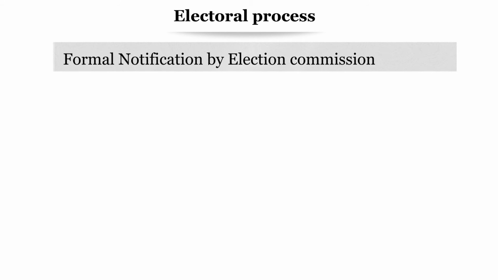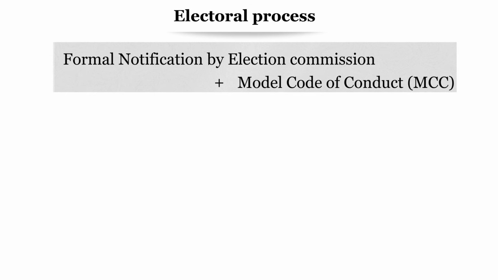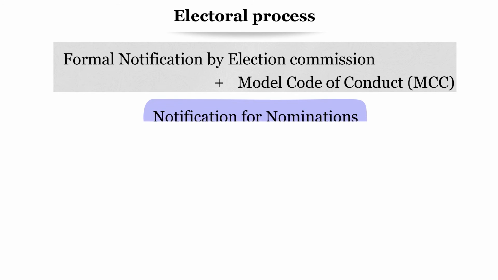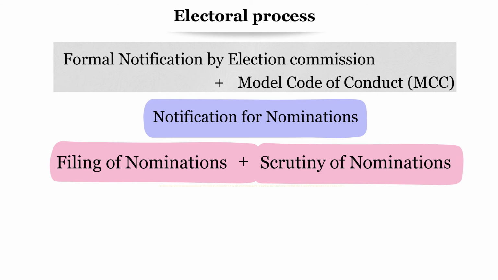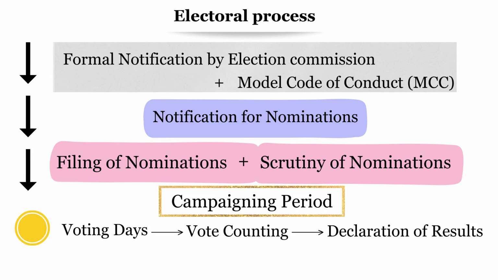The electoral process formally commences with the notification by the Election Commission of India, followed by the enforcement of the Model Code of Conduct to ensure a level playing field during the campaigning period. Subsequently, the ECI issues a notification for nominations, and candidates file their nominations, which undergo scrutiny by the designated authorities. After the campaigning period, voting takes place on designated days, followed by the crucial process of vote counting, concluding with the declaration of results by the returning officers.